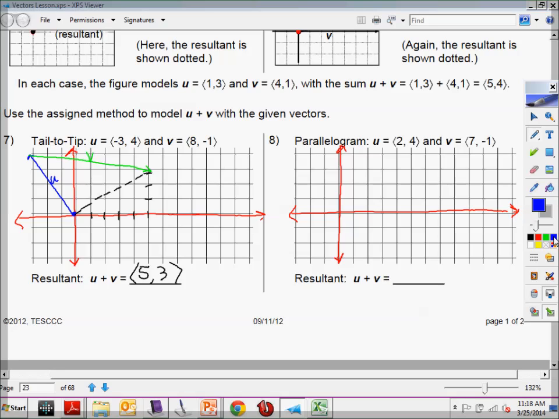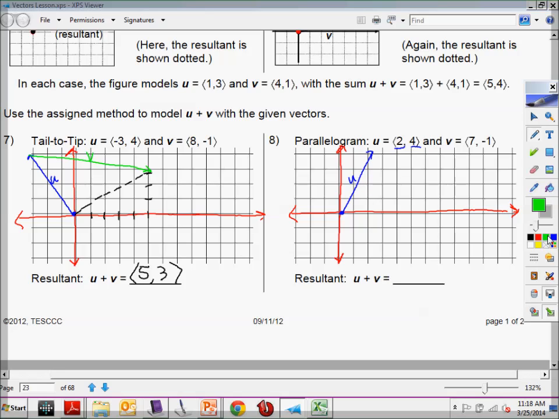Okay, so with parallelogram, both vectors are going to start from the origin. Got it? Both vectors start from the origin. I'm going to go 2 to the right, and I'm going to go 4 up, correct? So I'm starting here, 2 to the right, 1, 2, go 4 up, 1, 2, 3, 4. So my vector started here, and it ended there. There's vector U.